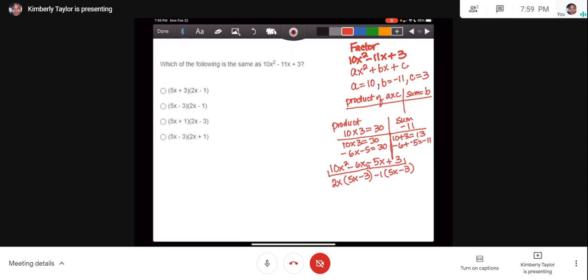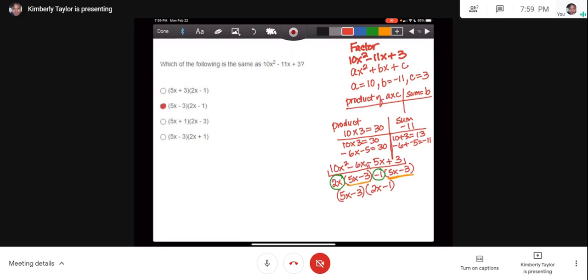And I like to say, once you get your twins, these are your twins, then you know you did a good job at factoring. So I'm going to factor out the twins, 5x minus 3. And what's left over, you got 2x and you got a minus 1. So this is going to be 2x minus 1. Okay, so that's my answer. So that's going to be answer choice B.